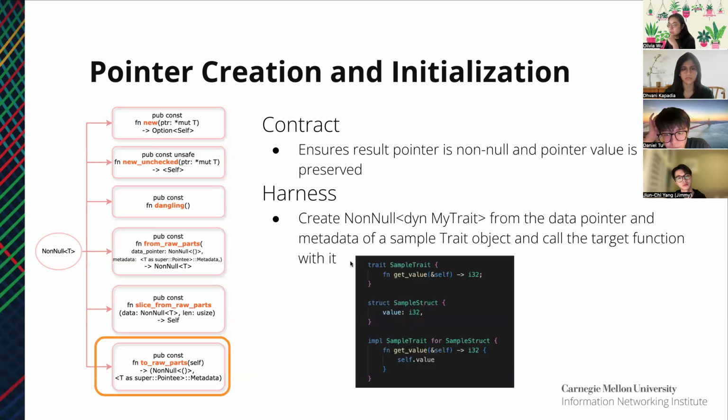And then the last thing is to raw parts. For this one, we want to ensure the result pointer is non-null and the pointer value is preserved. And to verify this one, we created an example trait, like the one shown here, and then call the target function with it.